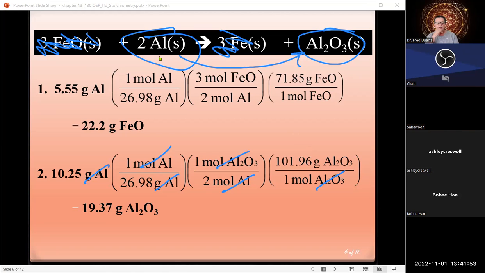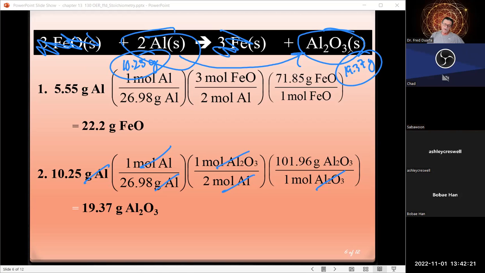Okay, so to rehash, if I start off with 10.25 grams of aluminum, and I got plenty of iron 2 oxide involved there, I will generate 19.37 grams of aluminum oxide. And that's assuming that you make 100%.